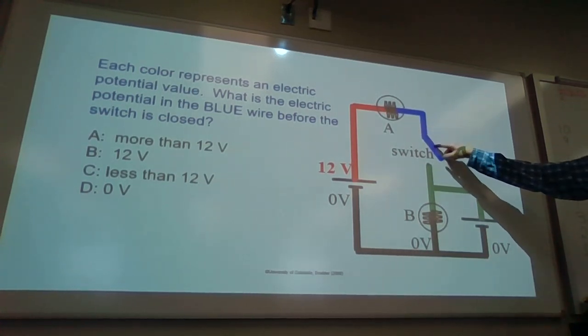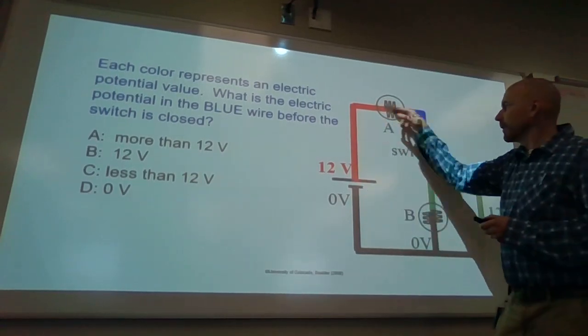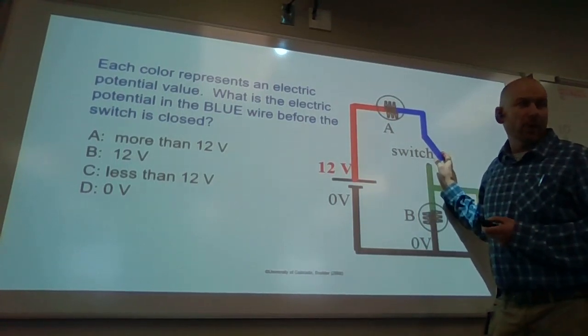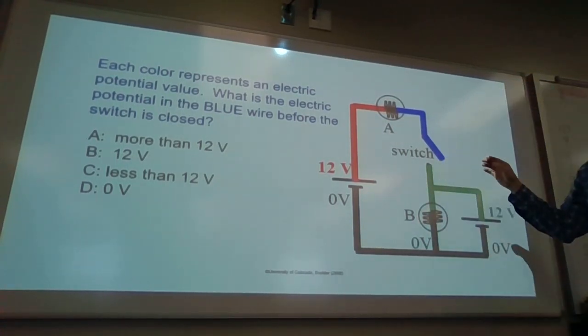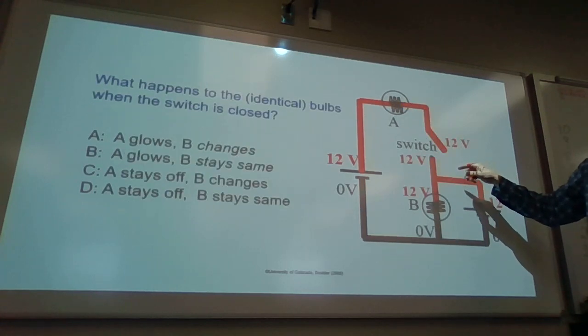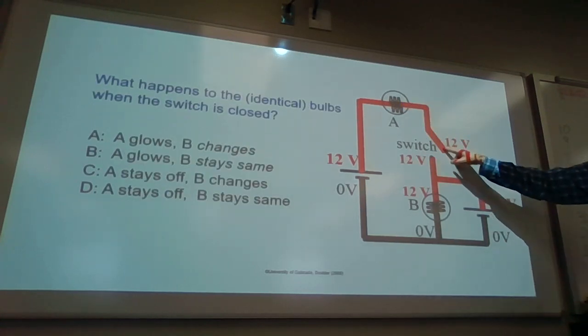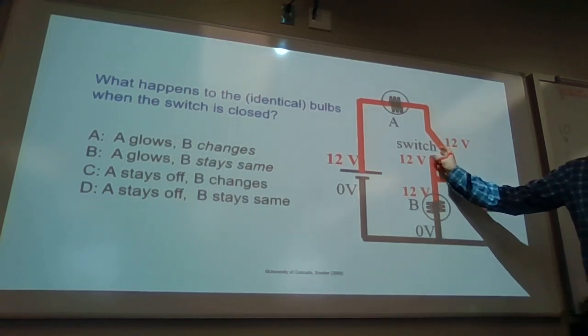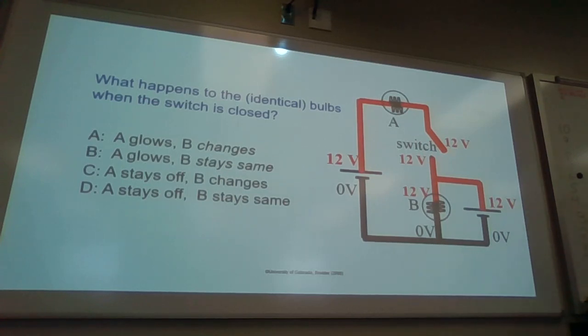So the correct answer is B. It's just a conductor. There's no current now. So you have 12 volts when we close that. I'm so smart. It's guaranteed.